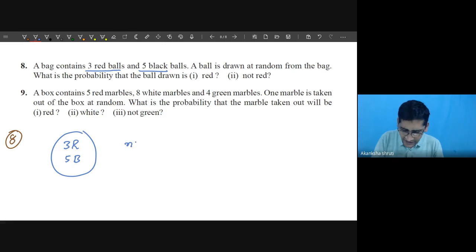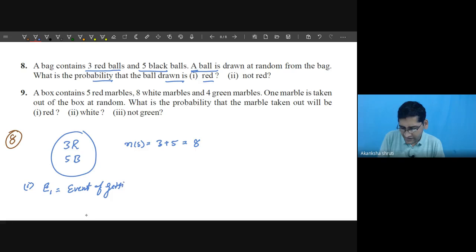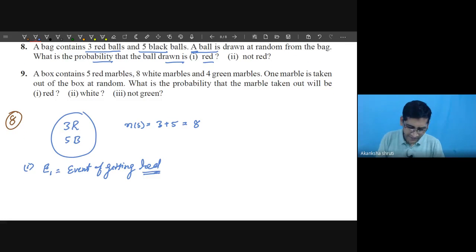After drawing this, you can write n(S). Only these two pieces of information are there: 3 plus 5 equals 8. A ball, a single ball, is drawn at random from the bag. What is the probability that the ball drawn is red? So write the first part. What is the event? You have to write this as E1. Event of getting which one? Red. So we are interested in the red part only. In our event, the red ones are only 3. So this implies n(E1). What is your E1 denoting? What is your E2 denoting? That you have to write. Okay? Just write the number.